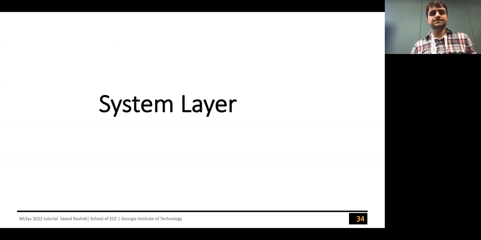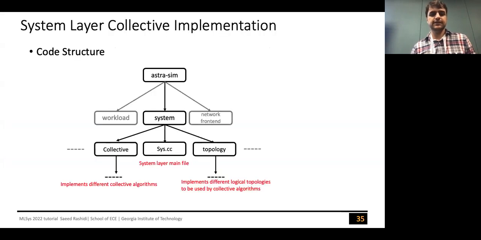Okay, so next I want to briefly talk about the system layer of ASTRA-sim. As I said, you can think of it as a system software and communication library. So basically you have the system main file implemented here, and then you have the two major subdirectories: collective and also topologies, which is basically a logical topology.